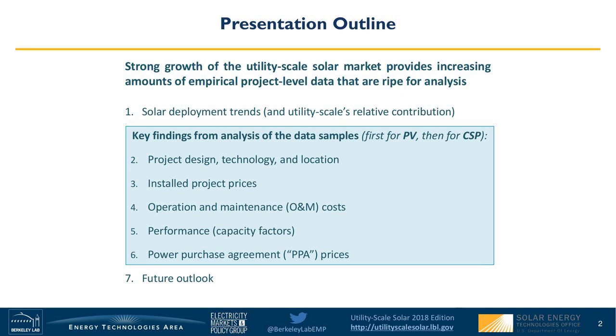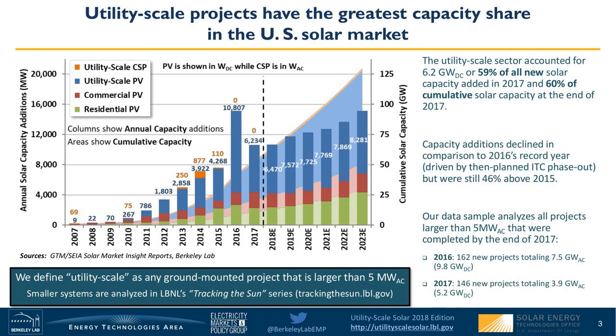So before we dig into the project level data and analysis, let's just talk a bit about deployment trends as a way to set the stage. So here we see the deployment history of solar in the U.S. going back to 2007, along with projections out through 2023 from GTM and SEIA. Utility scale solar, which is shown here in blue for PV and orange for CSP, has been the largest segment of the overall U.S. market since 2012 and is expected to remain so through at least 2023, with somewhere between 6 and 8 gigawatts of new capacity added every year during that period.